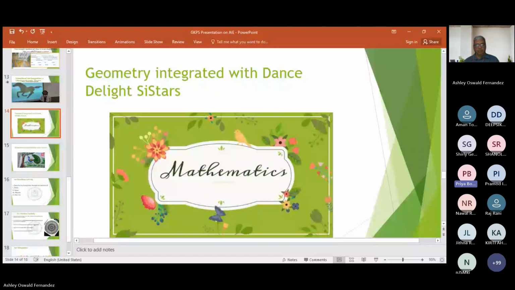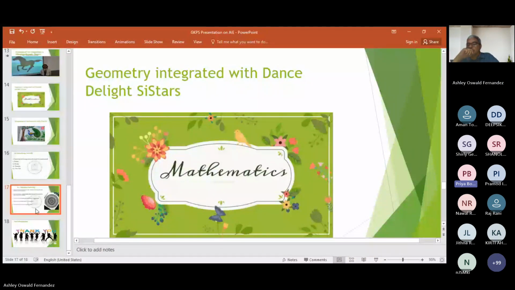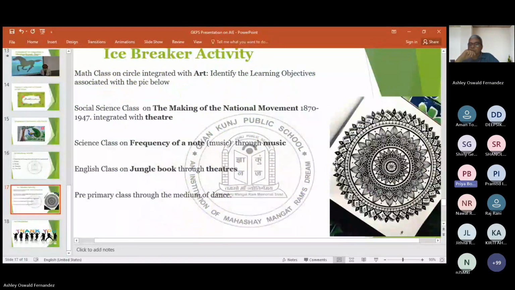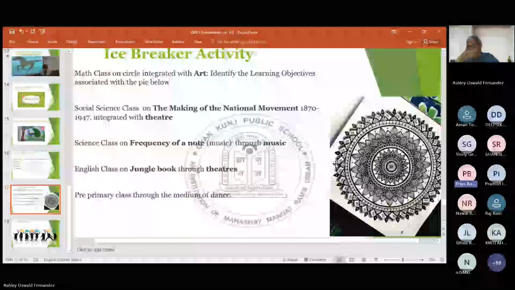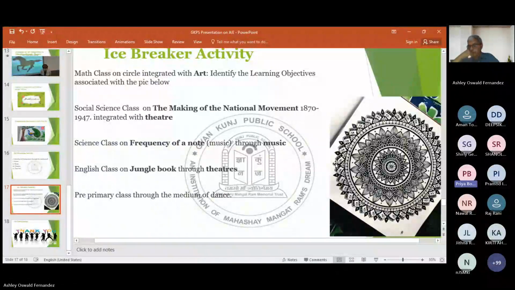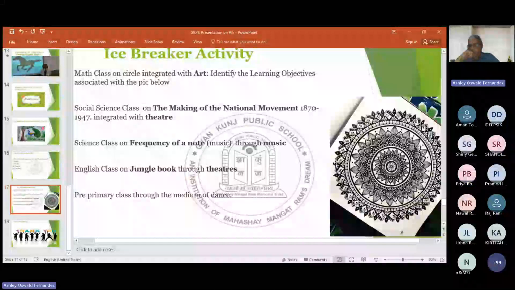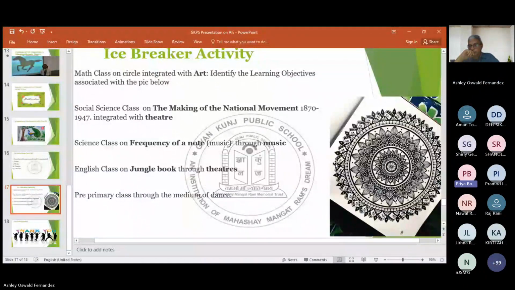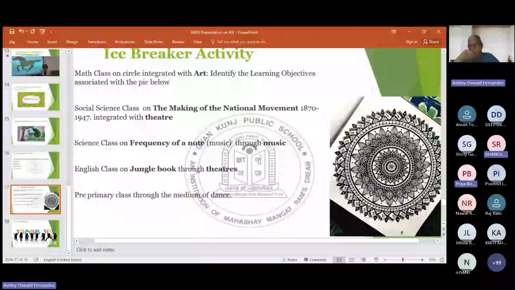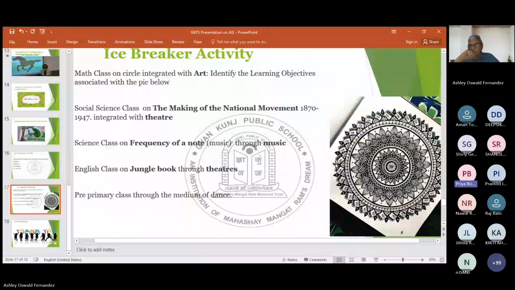Sir, yes, I can integrate these things with the topic of symmetry, then patterns. Then I can use the geometrical tools like protractor, compass, and even the usage of rulers. Then I can go for different geometrical shapes. And also we can include lines and different types of angles.